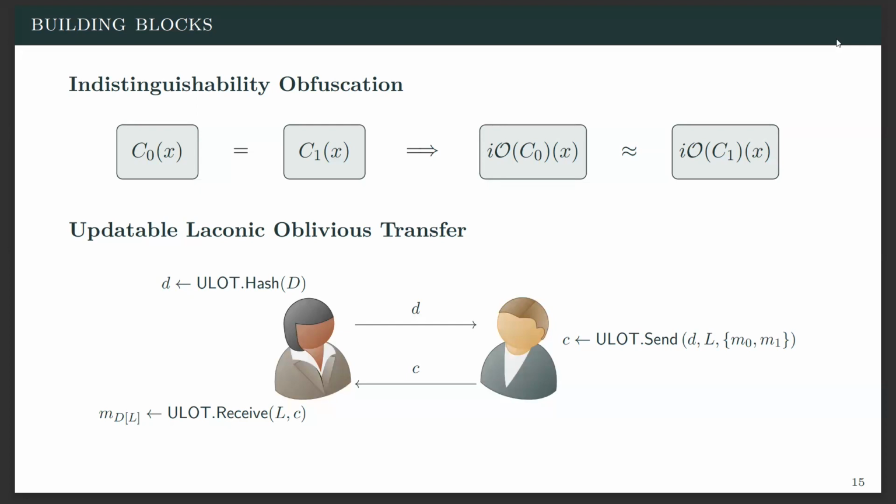So it's an OT protocol that is laconic because this database could be very large and we can compress it, and it's updatable because, that's a little technicality, but basically you can update the digest without having to recompute the whole hash. We will also use some other tools, but I won't go into much detail here. We also need garbled circuits. They are kind of implied by this, but I don't list it here. And we'll also need puncturable pseudorandom functions, but that's a technicality of the proof. So these are the main building blocks.